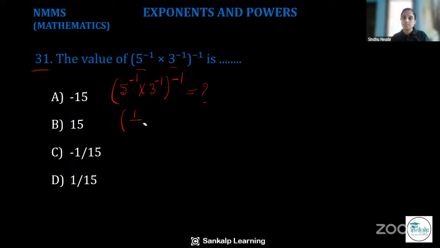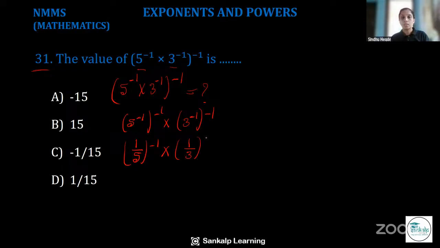Okay, I will write stepwise. So we can split this expression and write 5 raised to minus 1 raised to minus 1 into 3 raised to minus 1 raised to minus 1, because here minus 1 is the whole power for both the terms. Now 5 inverse is always 1 by 5. So 1 by 5 raised to minus 1 into 3 inverse is always 1 by 3. So 1 by 3 raised to minus 1. Now it reduces from two steps to a single step.